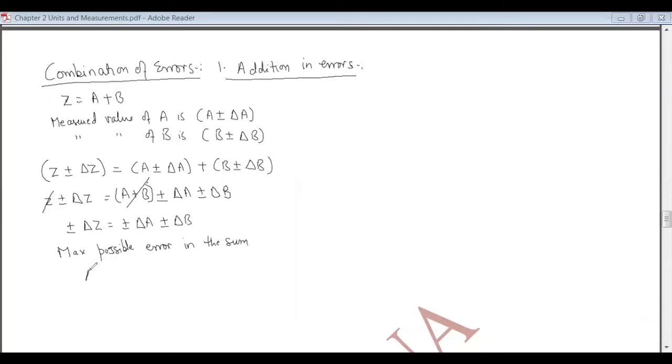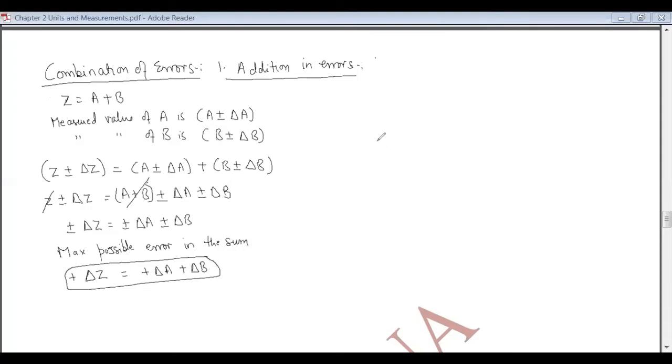So for the maximum possible error in the sum, we'll consider the positive sign. So plus delta Z is equal to plus delta A plus delta B. To find the maximum possible error, we consider the positive sign, and the maximum positive error in the sum will be equal to the sum of the absolute errors in the individual measurements.